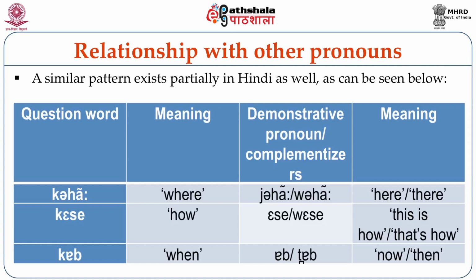Look at the question word in Hindi for where, kaha, and the demonstrative here or there is yaha or waha. Look at the question word for how in Hindi, kaise, and the demonstrative is aise or waise. This is how or that is how. Look at the other questions in Hindi. For example, the word for when is kab and the demonstrative or complementizer is ab, now, or tab, then.